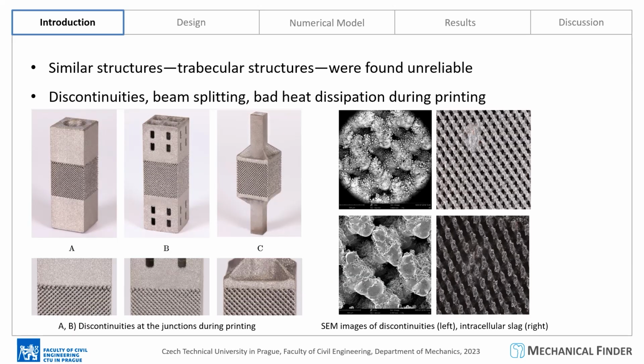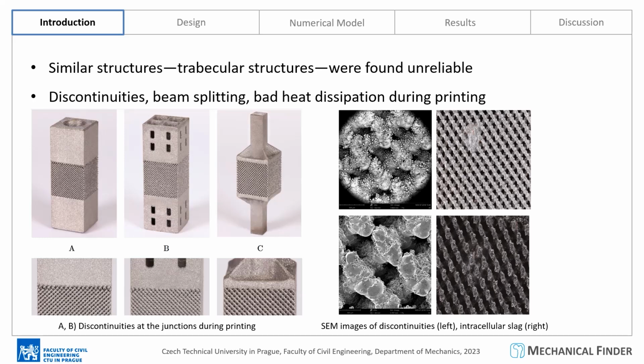Before I explored the possibility of gyroid structures, I dedicated myself to exploring the more traditional trabecular structures. Those are also porous structures that have beams, but unfortunately they are very prone to discontinuities, splitting of individual beams, and they also have very bad heat dissipation during printing.